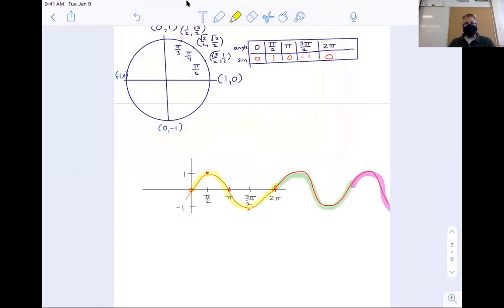So it only hits 0, 0 once, yes. And that's also because it's a function. Remember, for every input, there can only be one output. So good question. Any other questions?